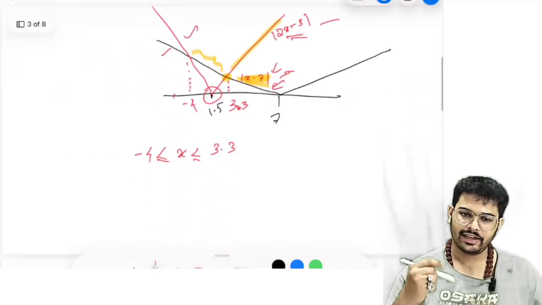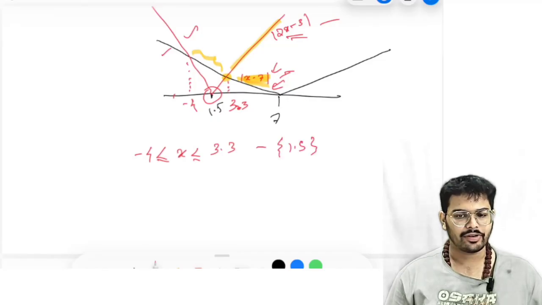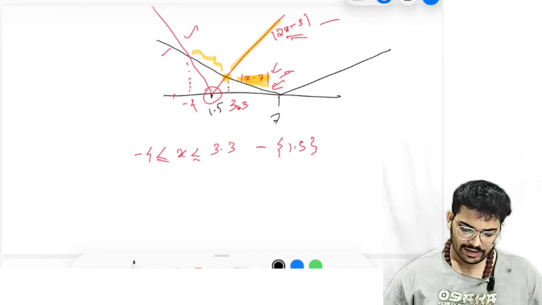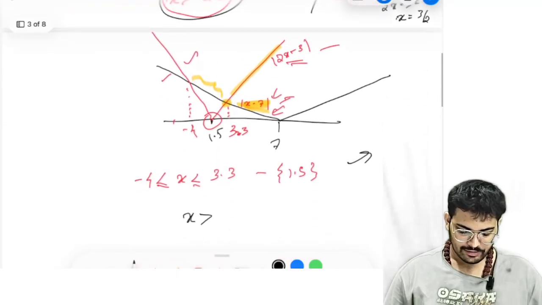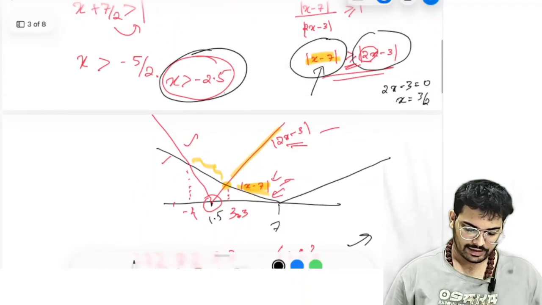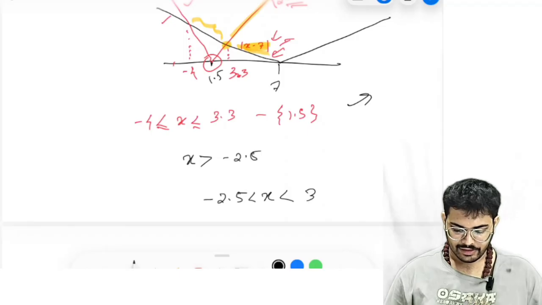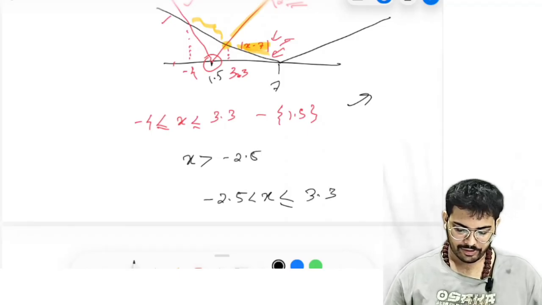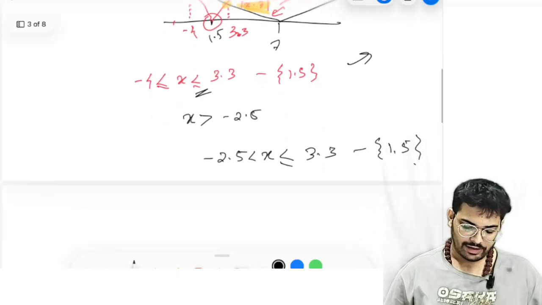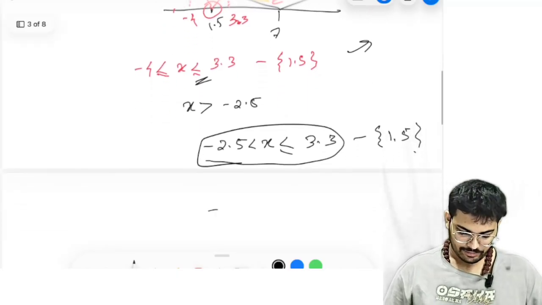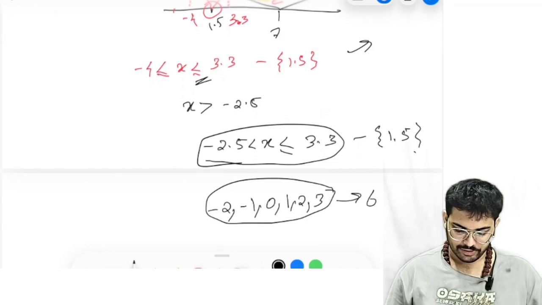Since we are only considering the integral values, you can write it as minus set 1.5. We can eliminate that point. It's not necessary. Now the thing is, we only consider the integral values. Already it's clear that x is greater than minus 2.5. It's already there, which means x value will be from minus 2.5 less than x less than 3.3, which can be equal to 3.3 because here equality is there, minus set 1.5. Now what are the integral values in this region? It will be minus 2, minus 1, 0, 1, 2 and 3 respectively. There are 6 possible values.